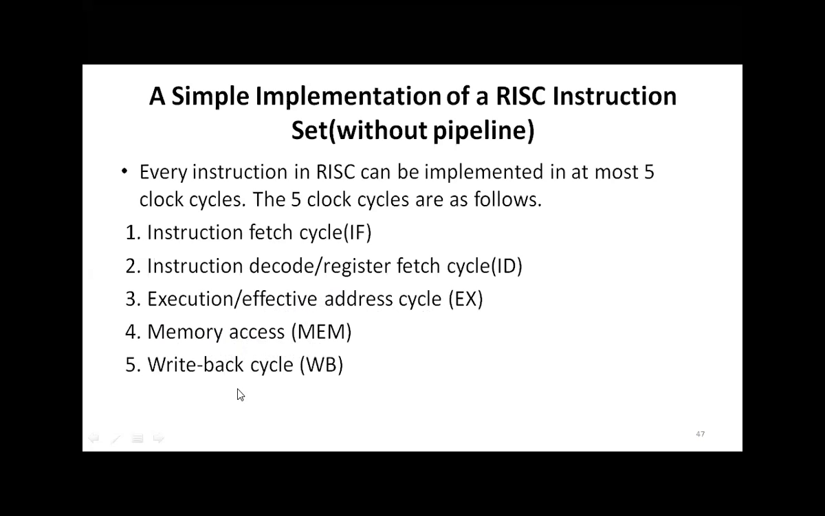Then the last stage is, if the instruction is saying to write the data in the register, then that is done in this stage, in the fifth stage. In short it is known as the WB stage. So these are all the 5 stages of a RISC instruction set architecture for executing the instruction. Okay, any question? Any question, students?